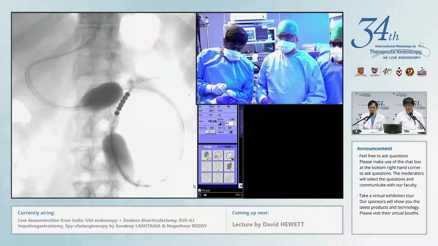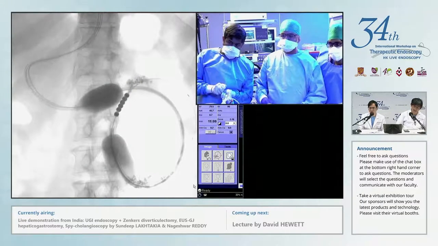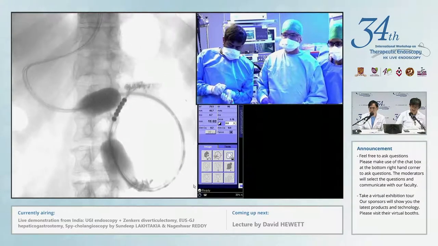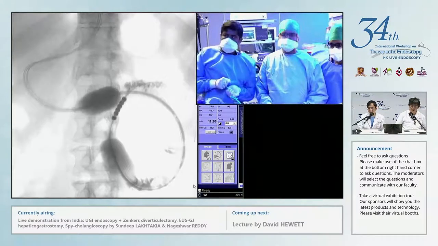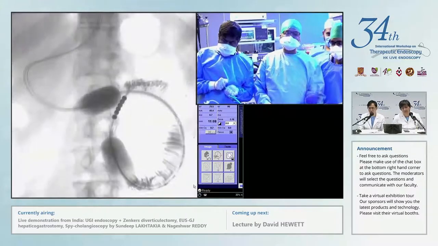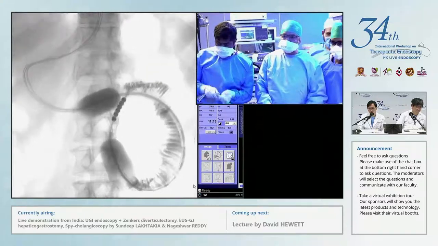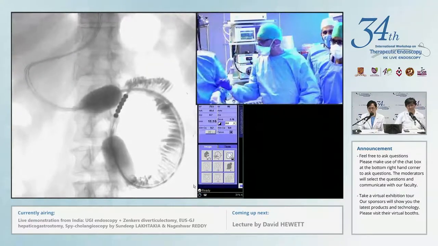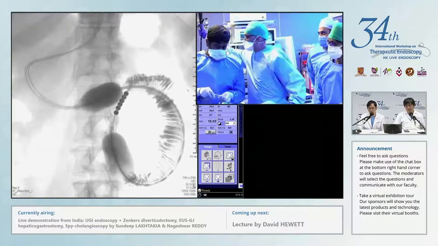So what we are seeing here is the area of the target would be very close to the ligament of Treitz. Can you tell us a little bit about the target? That's right. It will be very close to the ligament of Treitz, either the duodenal side or the jejunal side. Now you can see the contrast filling up. Keep noting how much you're filling. Now you keep filling, I'll put the scope in.